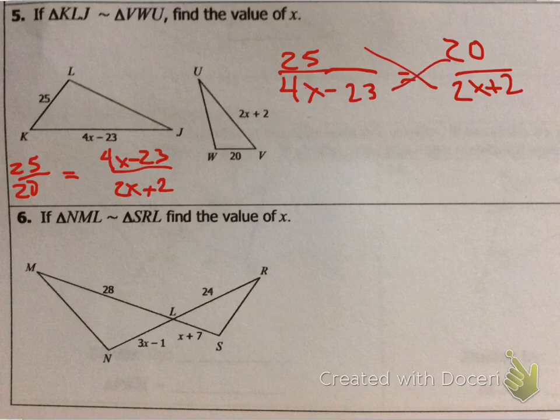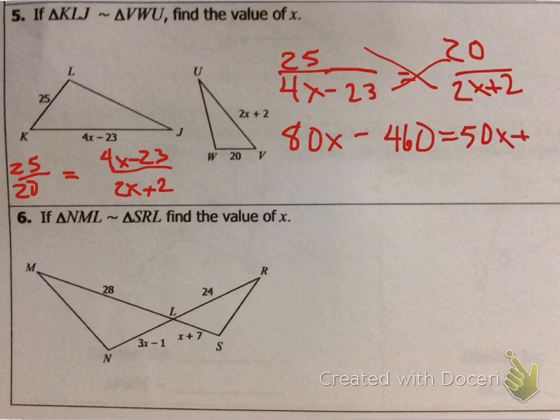So when I cross multiply and divide, I've got here 100x minus 460, and then I've got 40x plus 40. Okay, variables to the left, numbers to the right.